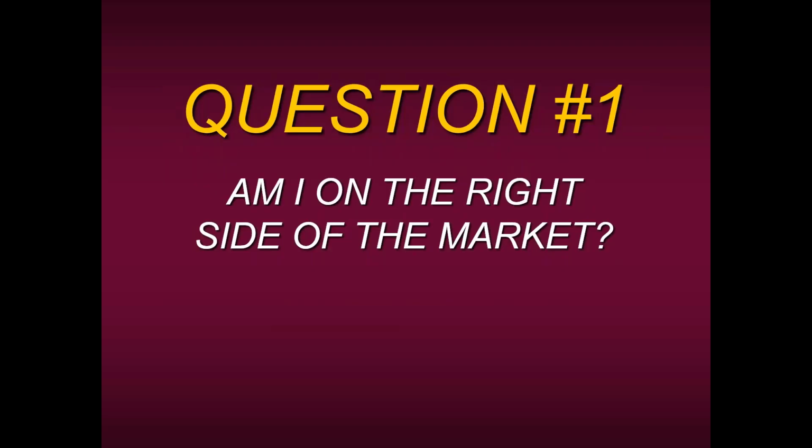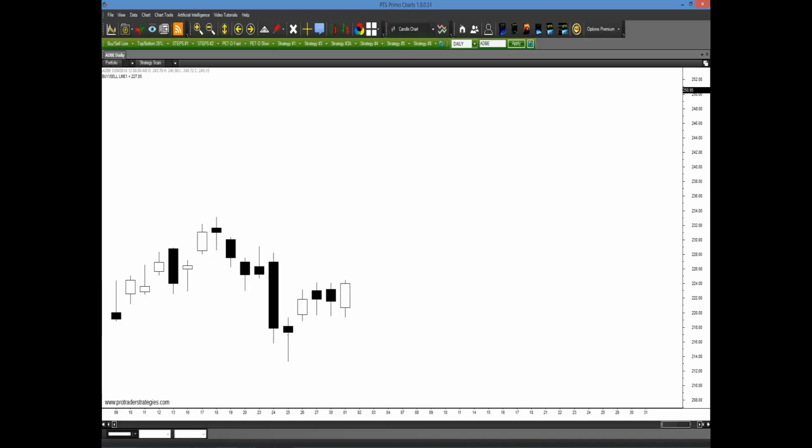In other words, they're buying when the market wants to go lower, and they're selling, meaning going short, when the market wants to go higher. So the most important thing is to be in sync with the overall trend. So how do we do that? Well, let's look at our old friend Adobe once again.